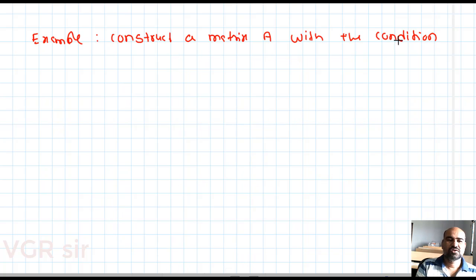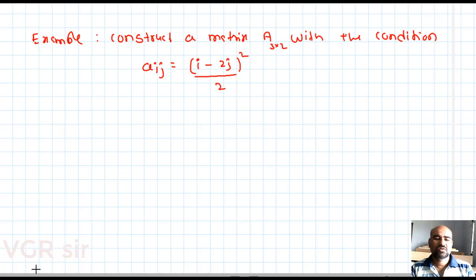Okay students, example problem: construct a matrix A with the condition Aij equal to (i minus 2j) whole square by 2. A 3 by 2 matrix is given. So students, observe here: construct a 3 by 2 matrix A with the condition Aij equal to (i minus 2j) whole square by 2.